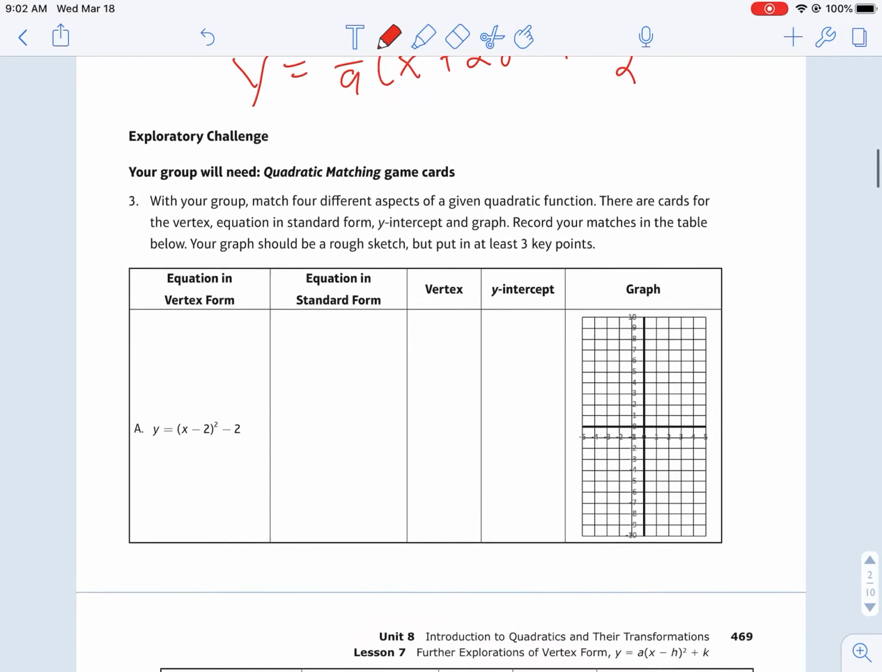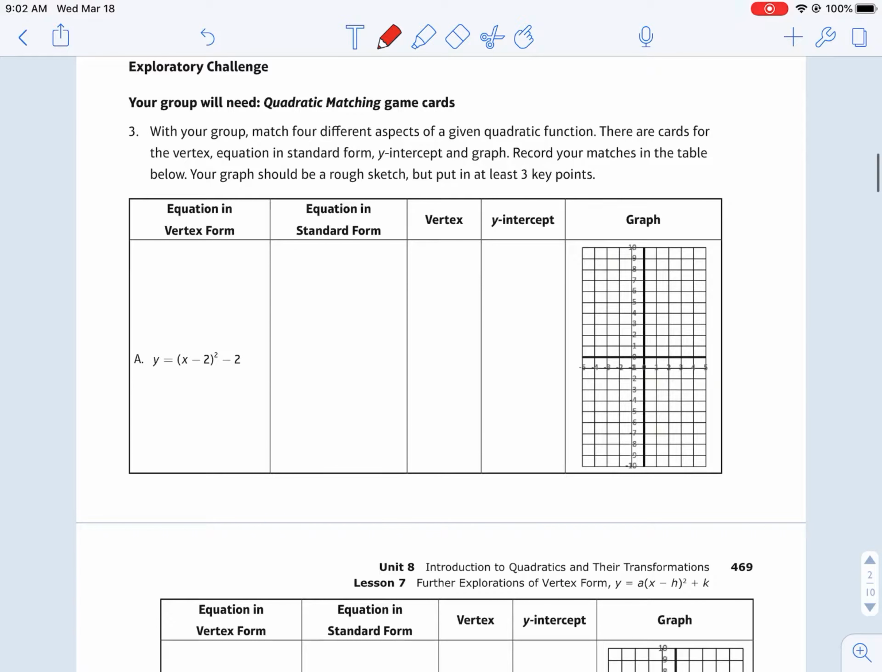Number 3, it says do game cards. Obviously, I'm just going to go through this without using the game cards. We have to find the equation in standard form, list the vertex, the y-intercept, and graph them. It says your graph should be a rough sketch, but at least 3 key points. I said this in class about a week ago, where when you're graphing a parabola, you want to have at least 3 points, one of them being the vertex.